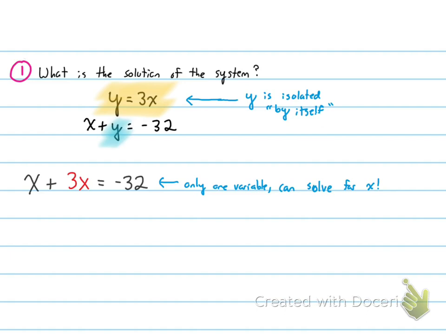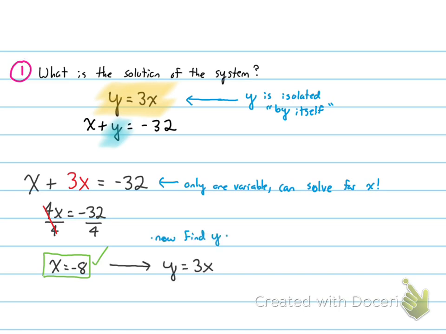Now I'm going to use methods that we've already learned before. I'm going to start by combining like terms. X plus 3x would give me 4x. 4x equals negative 32. To get x by itself, I'm going to divide both sides by 4, and I'm left with x equals negative 8. Now keep in mind, since we have x and y that I need to solve, I'm not done just yet. I need to plug in to solve for y.